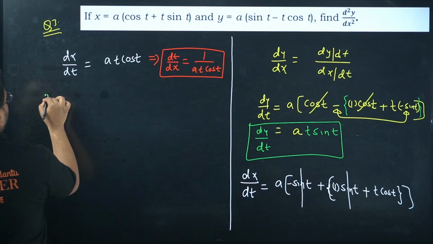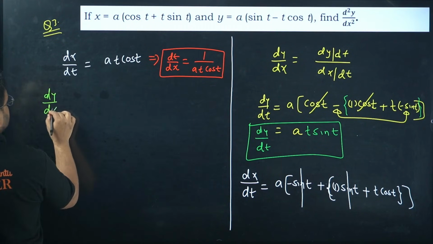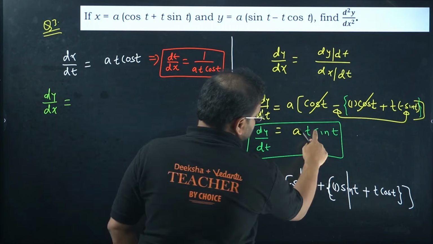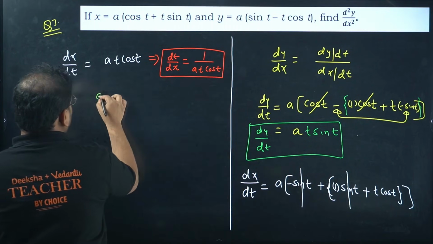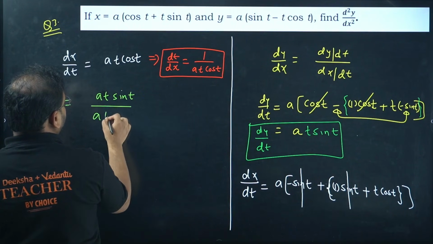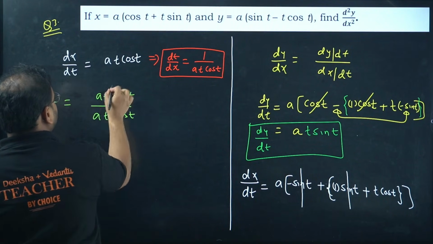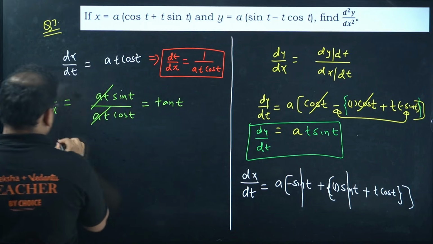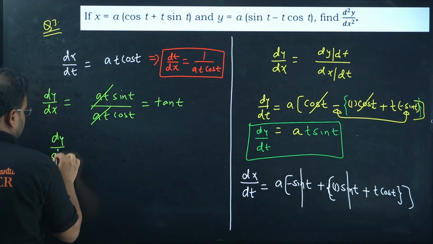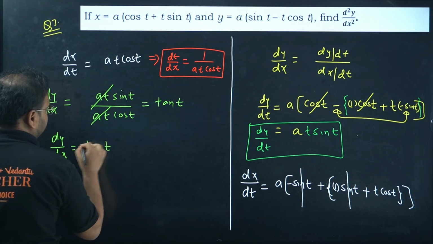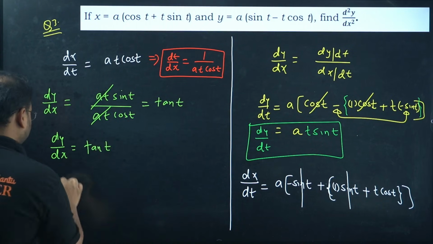What is the next step? Adding it together, dy by dx. This becomes, if you write them together, this by this, a t sin t upon a t cos t. So a t cancels. This is tan of t. So my dy by dx is coming as tan t. Differentiate now.